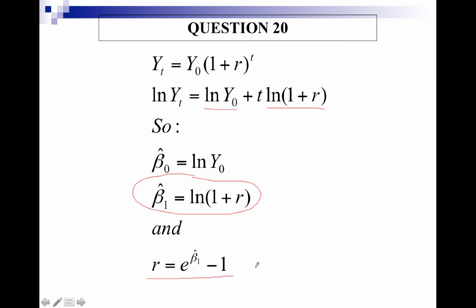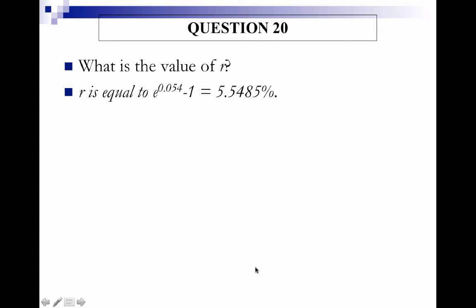And the compound growth rate is always a little bit higher than the instantaneous growth rate, but pretty close in value. And we do see that here. We see that r is equal to e to the 0.054 minus 1, or 5.5485%.